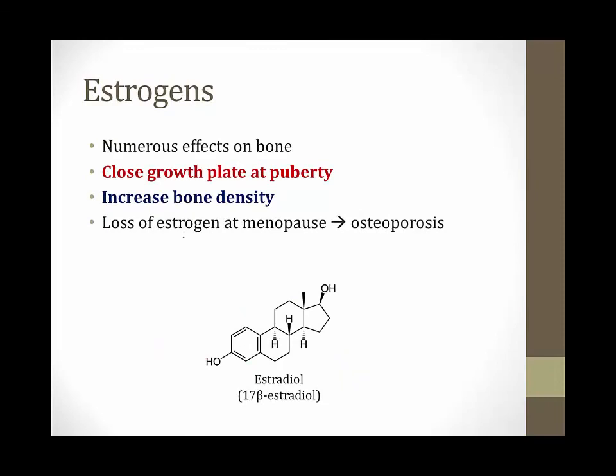I'll finish this video by talking about estrogens. Estrogens have numerous effects on bone. First of all, they close the growth plate at puberty. So in girls at puberty, the ovaries begin making lots of estrogens, and that will close the growth plate. In boys at puberty, the testes make lots of androgens, but they also make estrogens, and those estrogens will also close the growth plate in boys, just like in girls. A second important effect on bone of estrogens is that they raise bone density, and this is why women often develop osteoporosis at menopause, because their ovaries stop making estrogen, estrogen levels fall, and that leads to a fall in bone density, and that leads to osteoporosis.